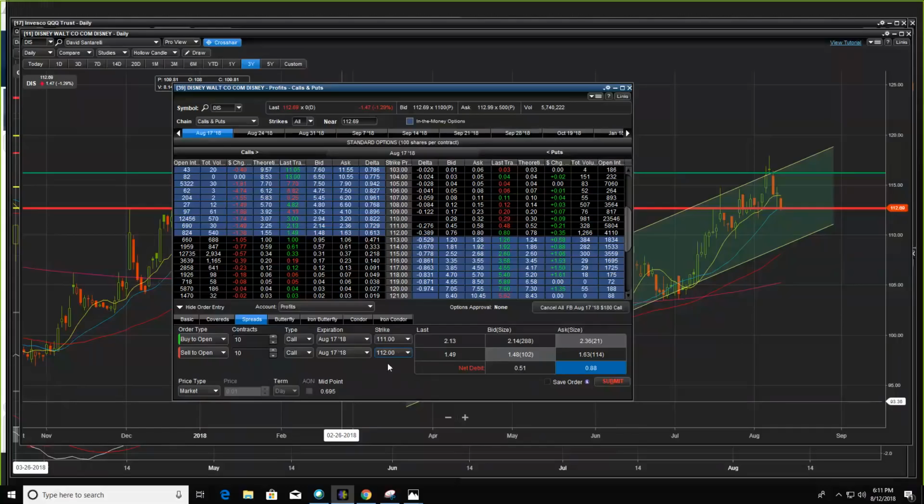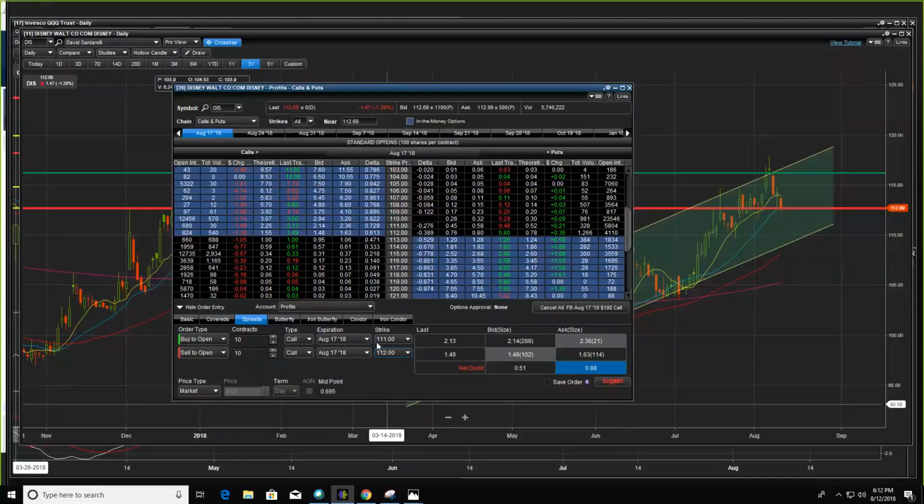Okay, now our break even on this is the call that you bought to open plus what you paid. So 111 plus 70 cents, your break even is with Disney at 111.70. So Disney right now could drop an entire dollar. It could drop 1%, and you're still going to be in the money on this trade.